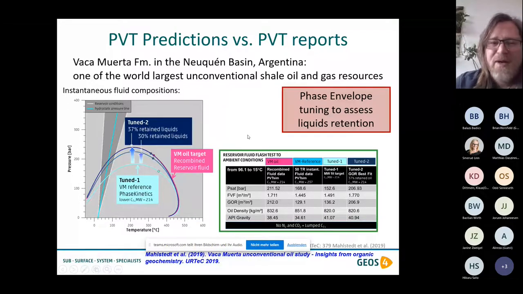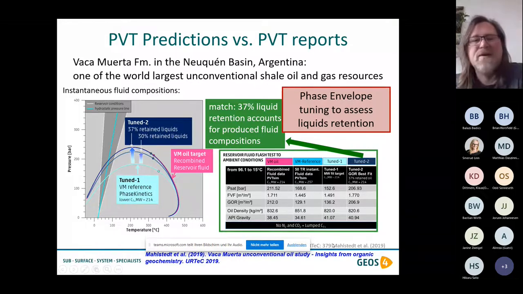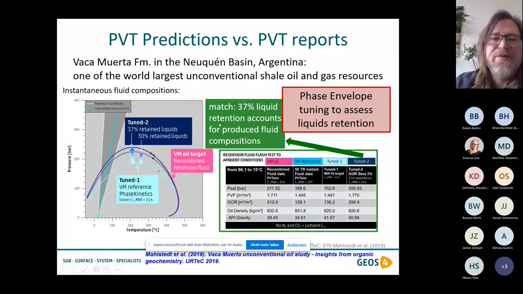In the second tuning step, we take care of how much liquids are really retained during production, thereby increasing the GOR, which governs the envelope heights here. So we see that at 37% liquid retention, we have a perfect fit to the produced fluid. 30% is too low, but 37% fits perfectly, and so do the other physical properties shown here in this table.